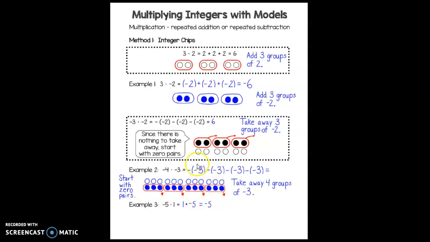All right, for example 3, I want you to go ahead and create the model on your own. You can use negative 5 times 1 or 1 times negative 5. You know the answer, but I want to see the model. Show your teacher when you're done.